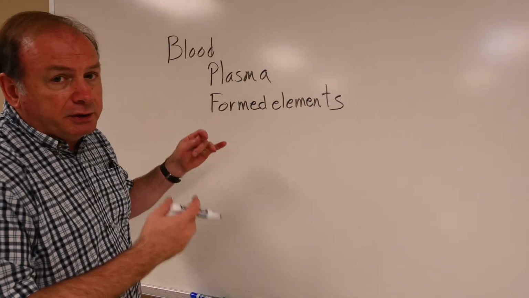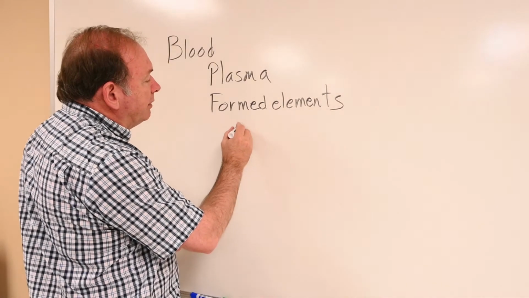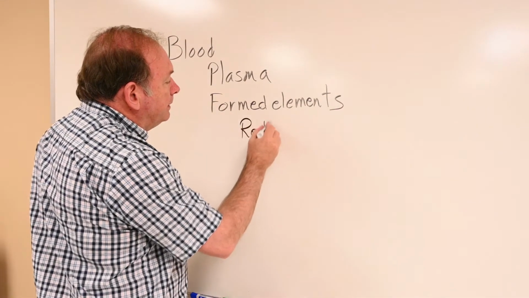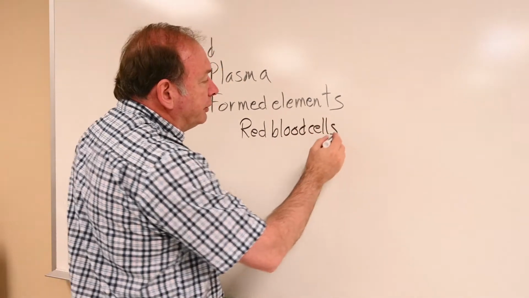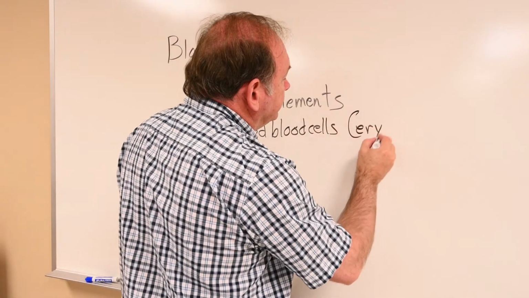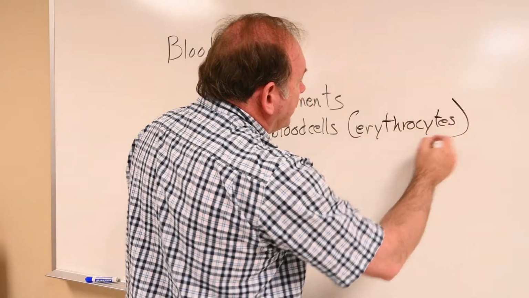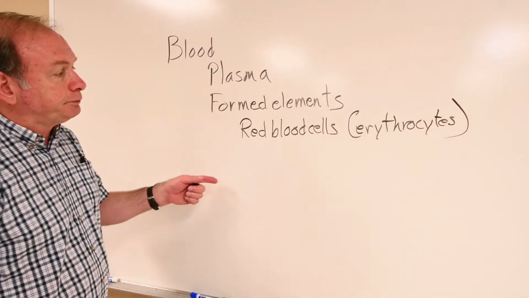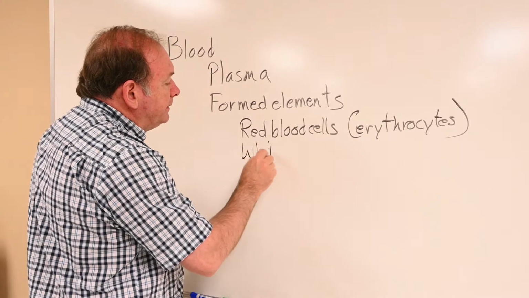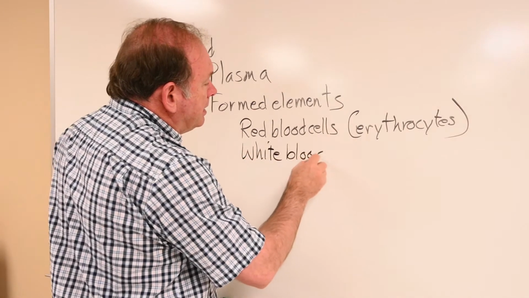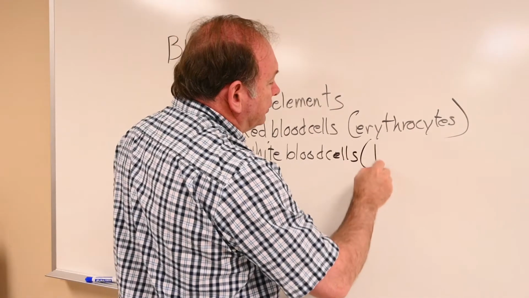Within our formed elements, we have different categories of blood cells. First of all, we have our red blood cells, also known as erythrocytes. The red blood cells. Then we have our white blood cells, known as leukocytes.